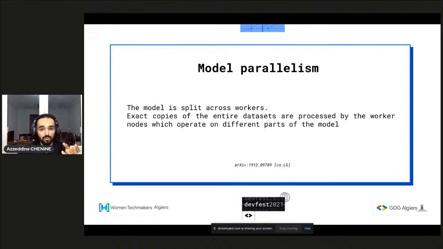The other way to do distributed training is model parallelism. What we mean by model parallelism is that the model is split across workers. The exact copy of the entire dataset is processed by the worker nodes, which operate on different parts of the model. So when doing data parallelism, you replicate your model, but you split your dataset. When you do model parallelism, you replicate your data, but you split your model.